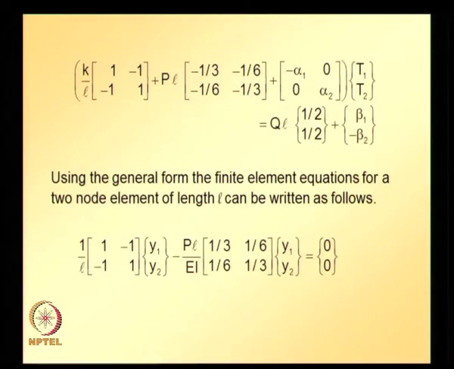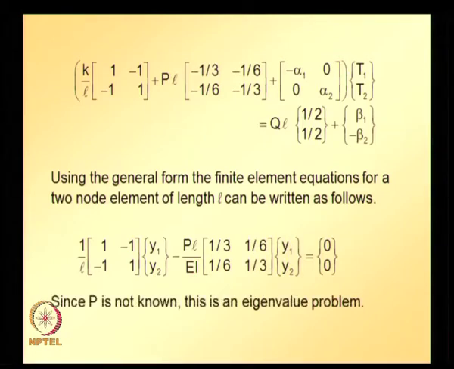And here we do not know what P is, we need to determine P. Since P is not known, this is an eigenvalue problem. So this equation gives us an idea about the element equations for a 2 node finite element for the buckling problem. Now the given simply supported column of length L, we can discretize using some number of finite elements, and then we can use these element equations, get the global equations and solve the problem.